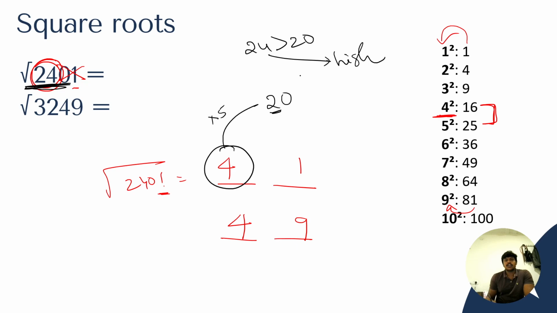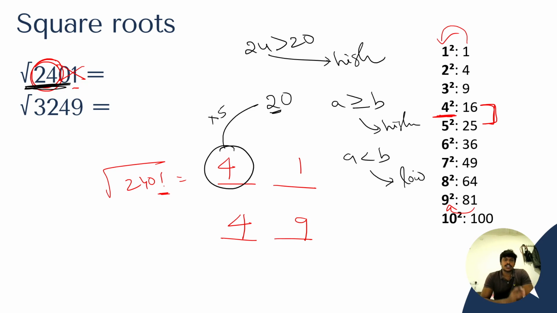See, let us take this 24 equal to A and this 20 as B. If A is greater than or equal to B, you are always going to take higher number. If A is less than B, then you are going to take the lower number. So in my case, 24 is higher than 20. So my answer is going to be 49.